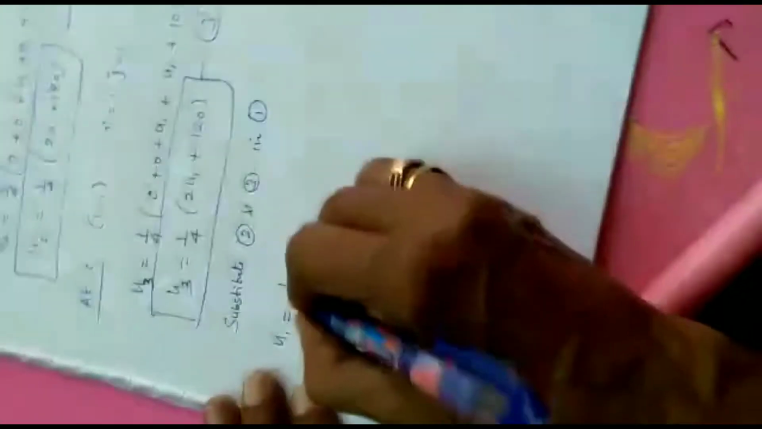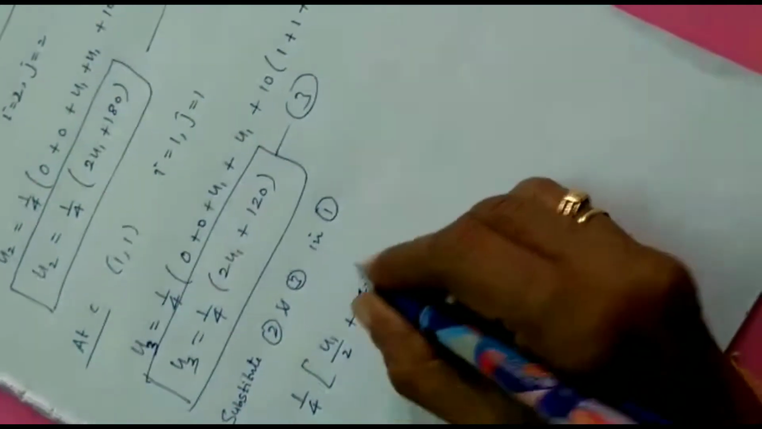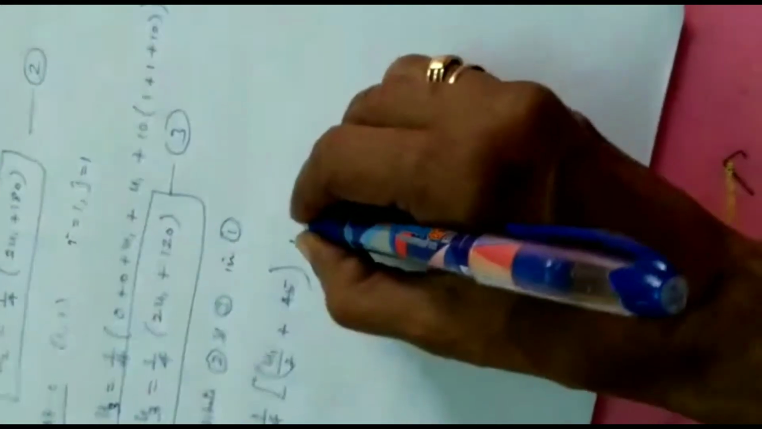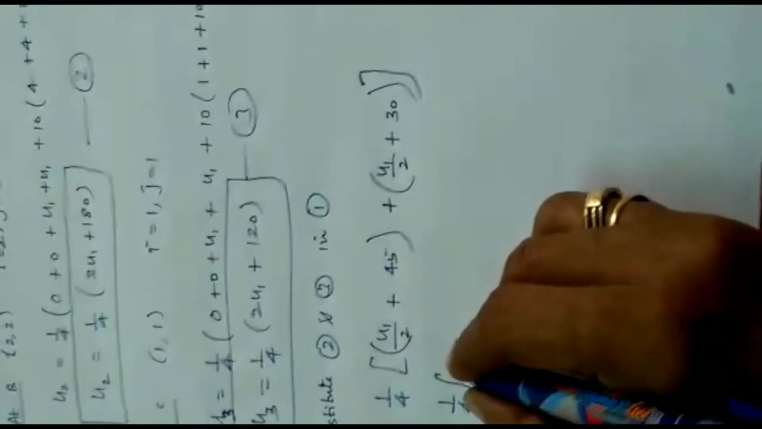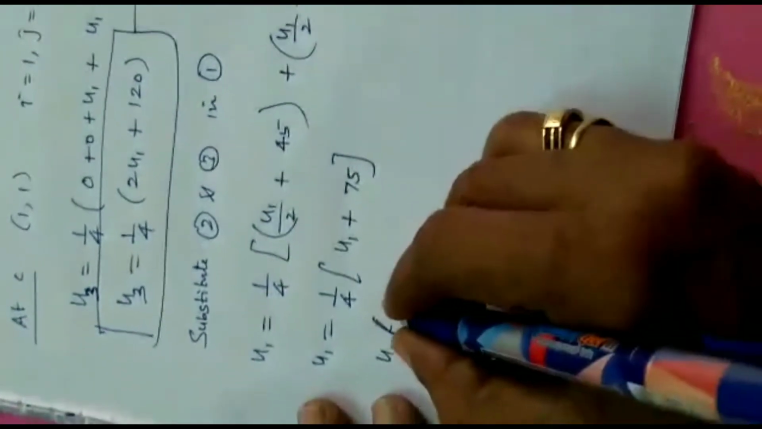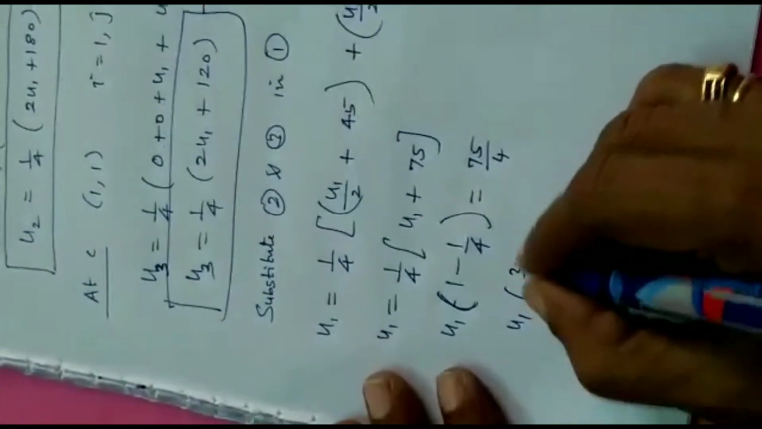So u1 is 1/4 of u2. How am I going to simplify straight away? 2u1 by 4, of course u1 by 2, plus 180 by 4, 45. Okay, this is after substitution of u2. Next, u3 is also in terms of u1, by dividing separately, u1 by 2, and of course this is 30. Now I am going to simplify further. 1/4 of u1 by 2, u1 by 2 is u1, and this is 75. So for u1, just take LCM, 1 minus 1 by 4 equal to 75 by 4. So u1 on simplification is 75 divided by 3.